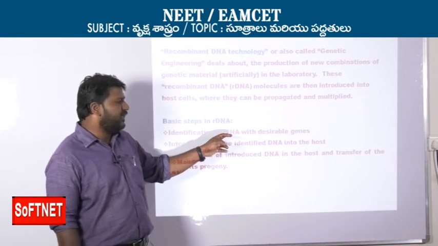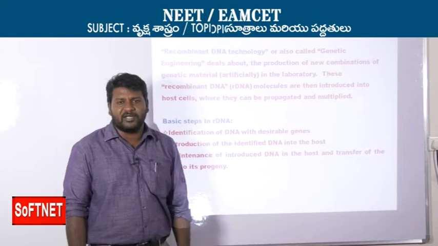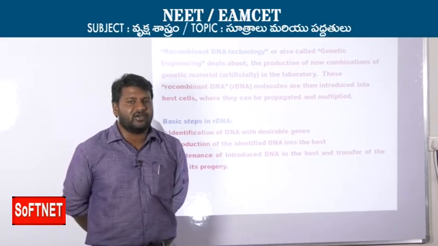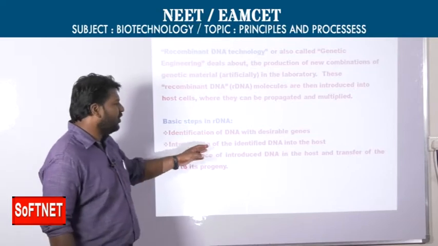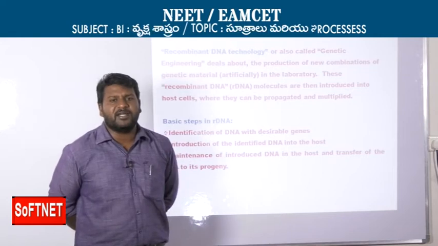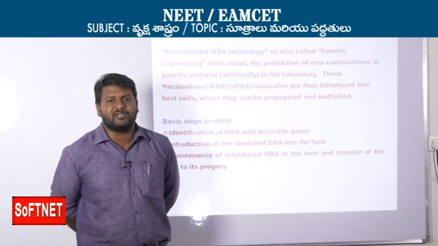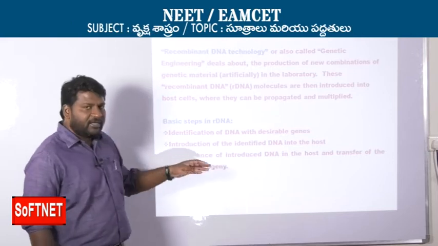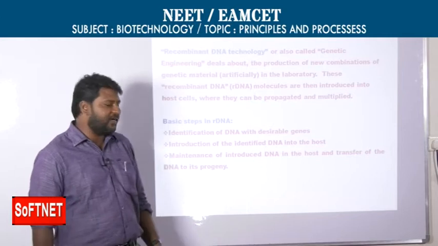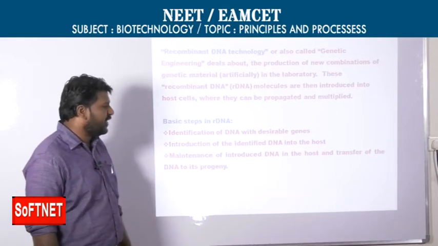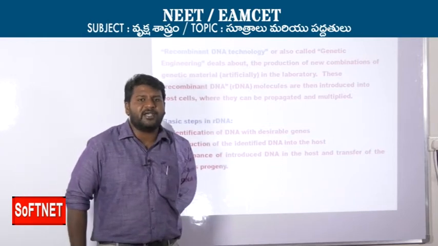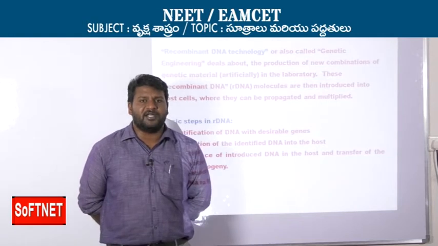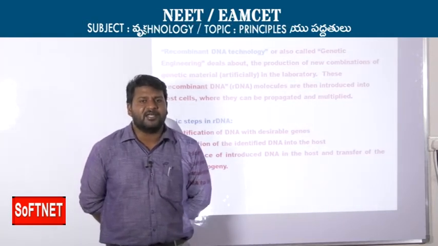First, identification of DNA with the desired genes. We need to identify an organism and its DNA, and the place where our desired genes are located. Next, introduction of the identified DNA into the host. We need to identify the DNA fragment, cut it using restriction enzymes, and introduce this fragment into the host organism through a plasmid, which we call a vector. Third, maintenance of the introduced DNA in the host and transfer of the DNA to its progeny. We need to maintain a proper ambient environment in the laboratory for the host, where it undergoes multiplication and the DNA is passed to the next progeny.